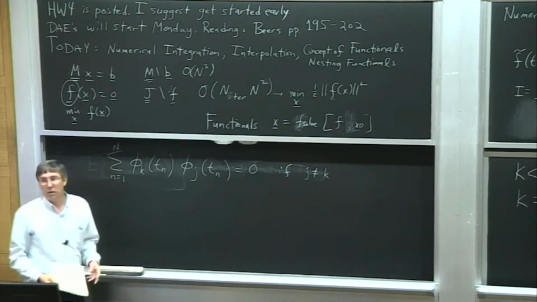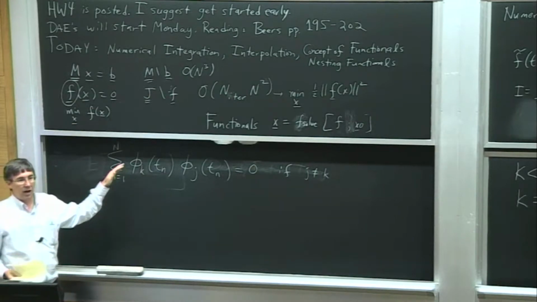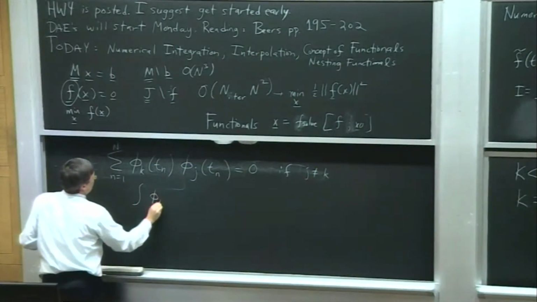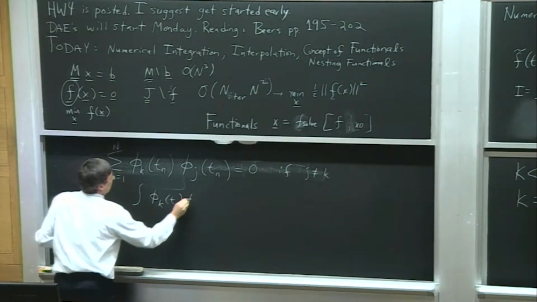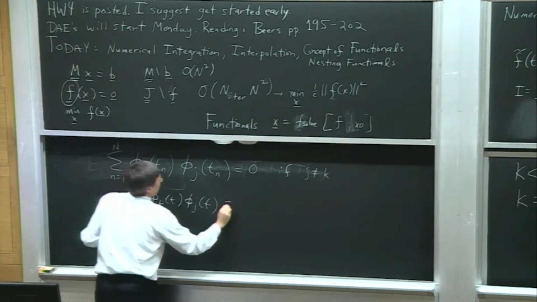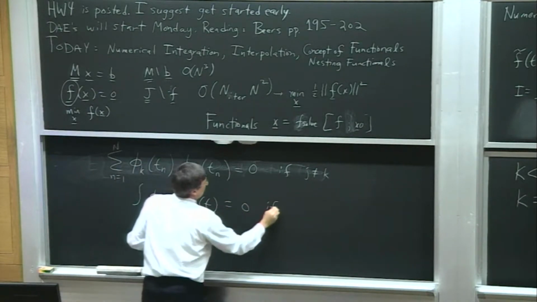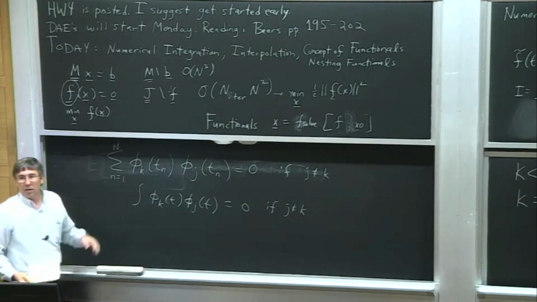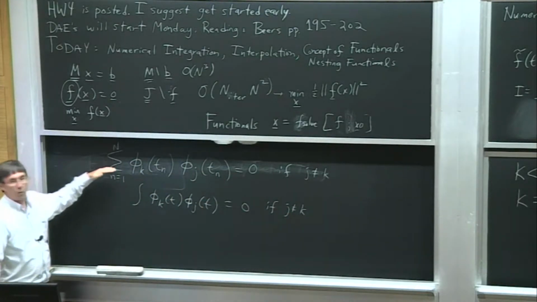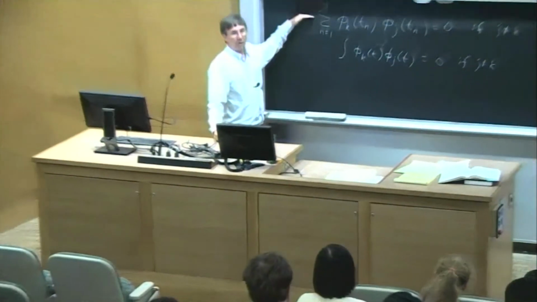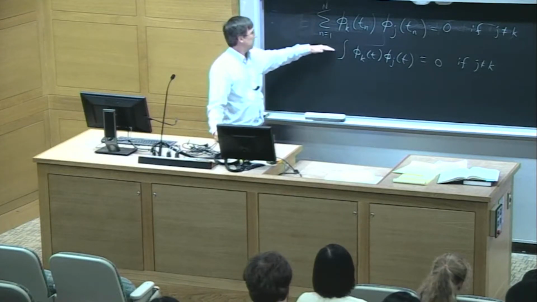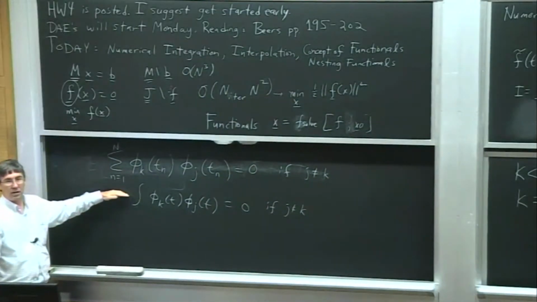Okay? So I want them to be orthogonal to each other. And then you can see how this kind of generalizes. If I had a lot of t's, this would sort of look like the integral of phi k of t, phi j of t is equal to 0. And so this gives the idea of orthogonal functions. So this is orthogonal functions in my discrete points Tn. And this is the general concept of orthogonal functions.